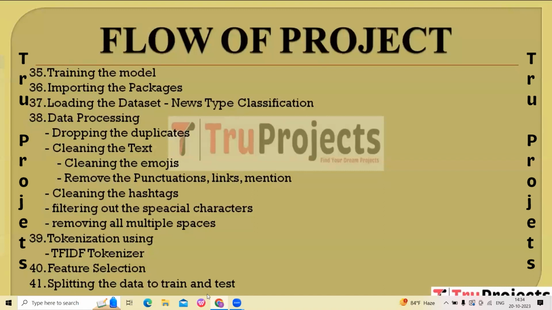Then here we have splitting the data to train and test. The features extracted from the tokenized news articles are split into training and testing sets. The training set is used to train the classification model, while the testing set is used to evaluate their performance.